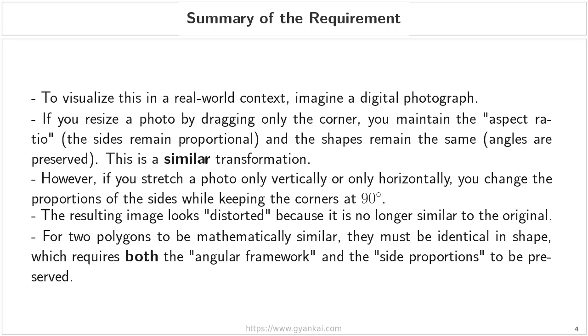This brings us to our main point. For two polygons to be mathematically similar, they must be identical in shape. This cannot happen by chance. It requires both the angular framework and the side proportions to be preserved simultaneously. As we will see in our summary and key takeaways, if even one of these elements is lost, similarity is lost.